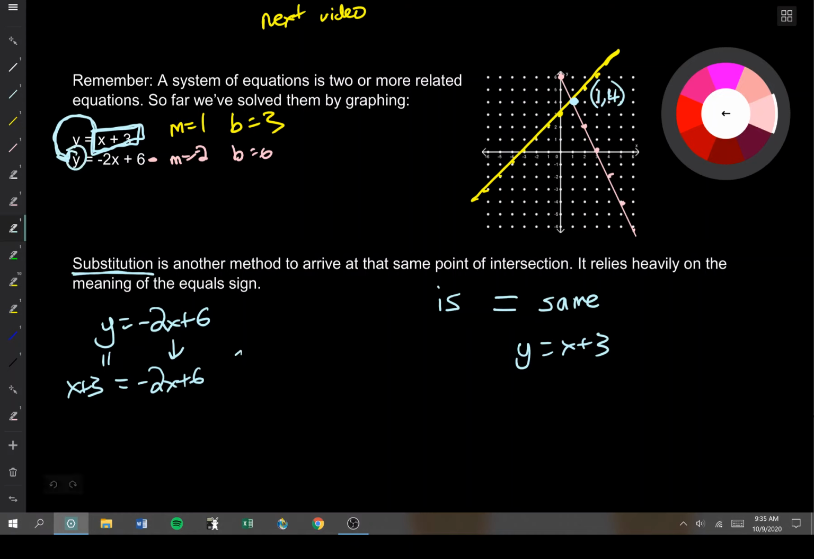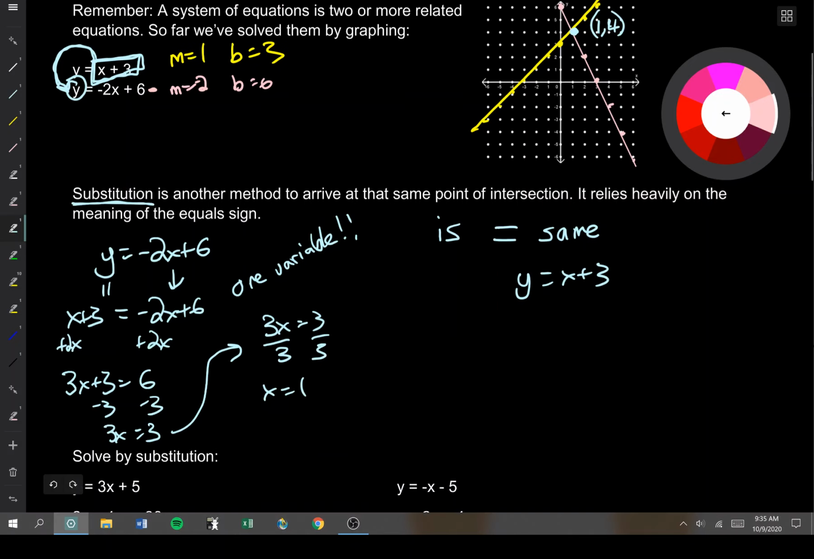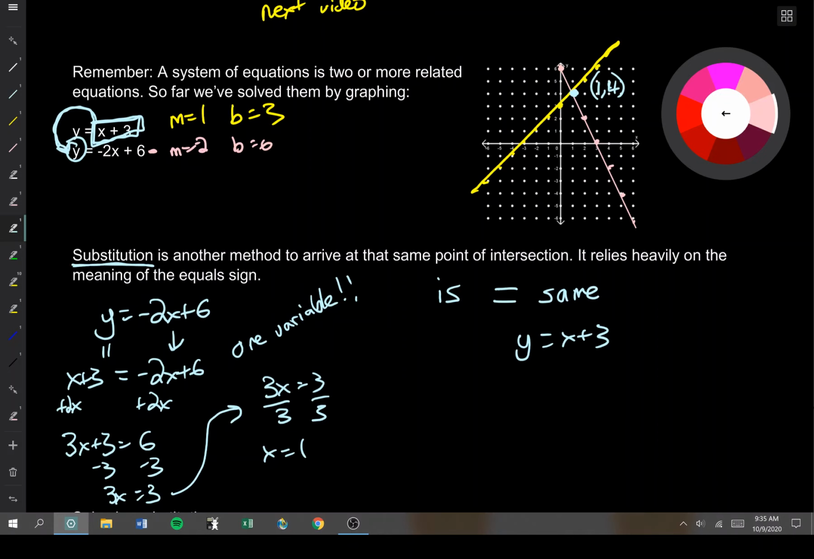Notice now this only has one variable. It doesn't have x and y. It now only has x twice. And we can solve one equation if it has one variable. I'm going to add 2x to both sides to get 3x plus 3 equals 6. Subtract a 3 from both sides to get 3x equals 3. And if 3x equals 3, I divide both sides by 3, and we get x equals 1. That was the same solution that we got when graphing, x equals 1.